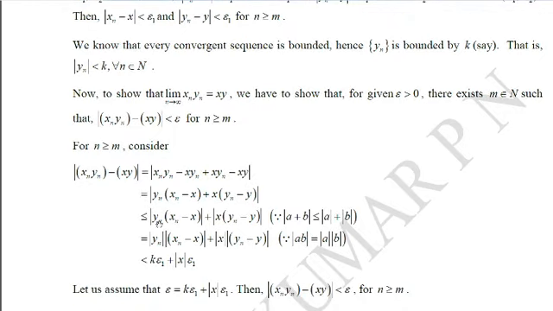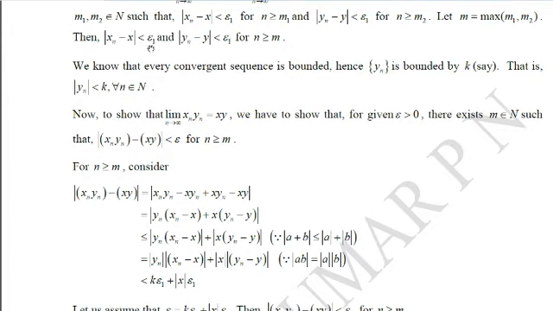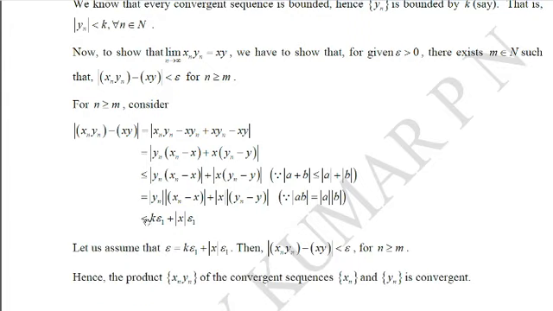Again it is of the form mod ab. What is mod ab? Mod a into mod b. If I apply that, then you will get this one. But remember, your mod yn is less than or equal to k. So I can write this is less than or equal to k. And your mod xn minus x is less than epsilon 1. Therefore, I am writing less than instead of less than or equal to, because a stricter inequality is here.